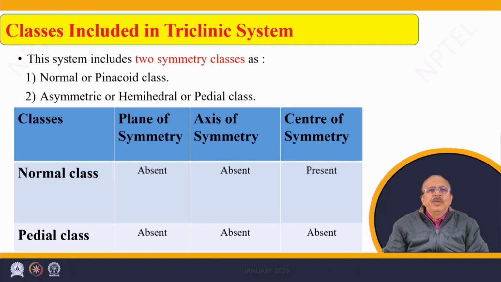The details about the plane of symmetry, axis of symmetry and center of symmetry in this system is: there are two different classes, that is normal or pinacoid class and asymmetric or hemihedral or padial class. So the plane of symmetry in normal class is absent, axis of symmetry absent and the center of symmetry present, whereas in the padial class the plane of symmetry absent, the axis of symmetry absent and the center of symmetry absent.